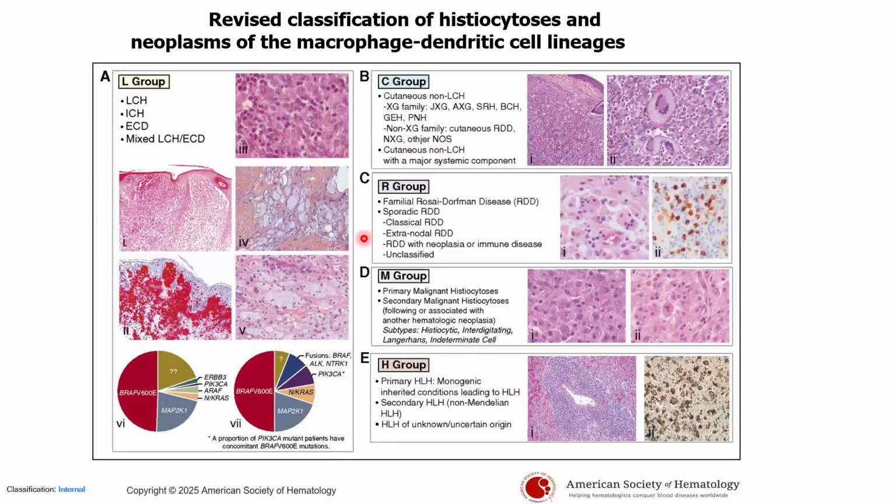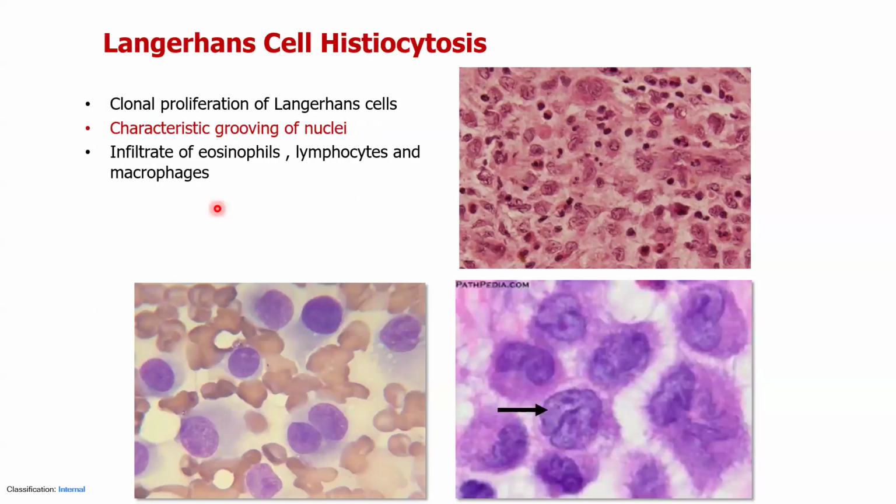Now, according to the Histiocyte Society, the histiocytic disorders are divided into 5 groups: L group, C group, R group, M group, and H group. So I am going to be talking about Langerhans cell histiocytosis, which belongs to the L group. This is a clonal proliferation of Langerhans cells resembling epidermal dendritic cells. The Langerhans cells, or the dendritic cells, are antigen processing cells located in the epidermis and lymph nodes, and they originate from the monocytes.